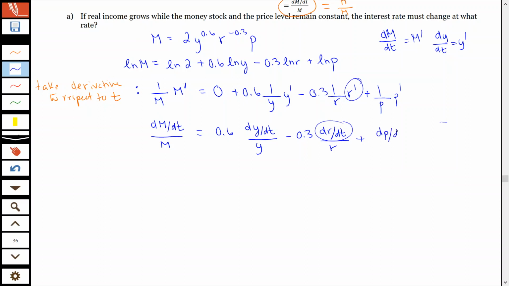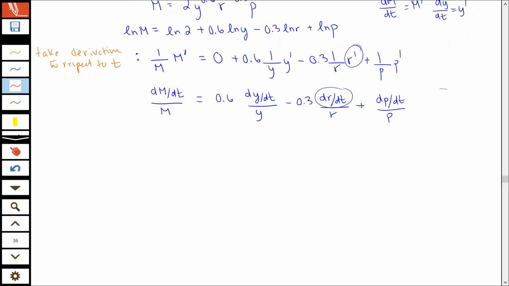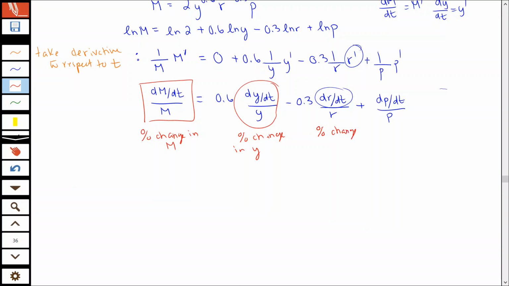The important takeaway here is that what we're left with is that this entire term is the percent change in M. And here I have the percent change in Y, percent change in R, and the percent change in P. And so whatever question they ask us, now we can answer it.